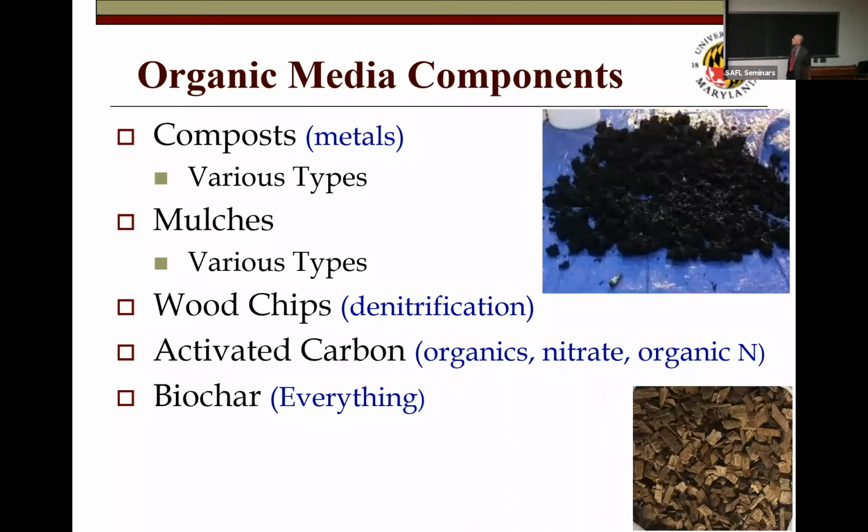On the organic side, there's been a lot of interest in compost, for better or worse. The focus there is metals removal and some other issues. There's also mulches, and interest in wood chips to promote denitrification in bioretention systems. From a broader perspective, there's activated carbon, which has capacities for removal of a number of compounds. And then the explosion in biochar over the last couple of years, which I think everybody says biochar can solve all of our problems for us. I'm not convinced that's the case.